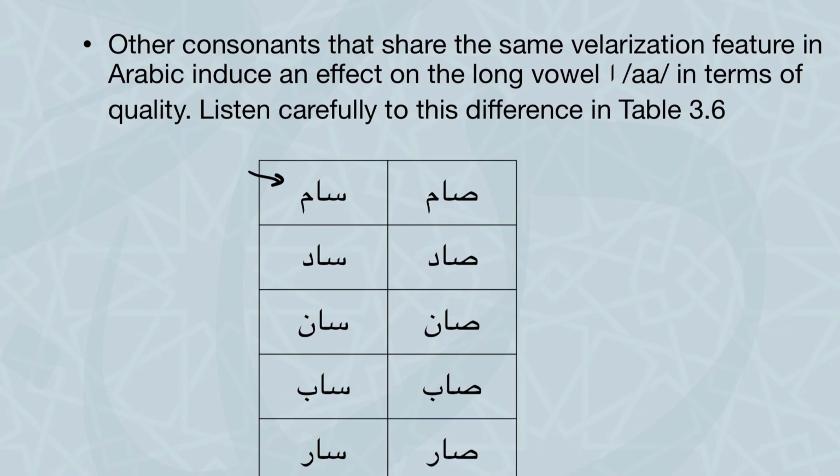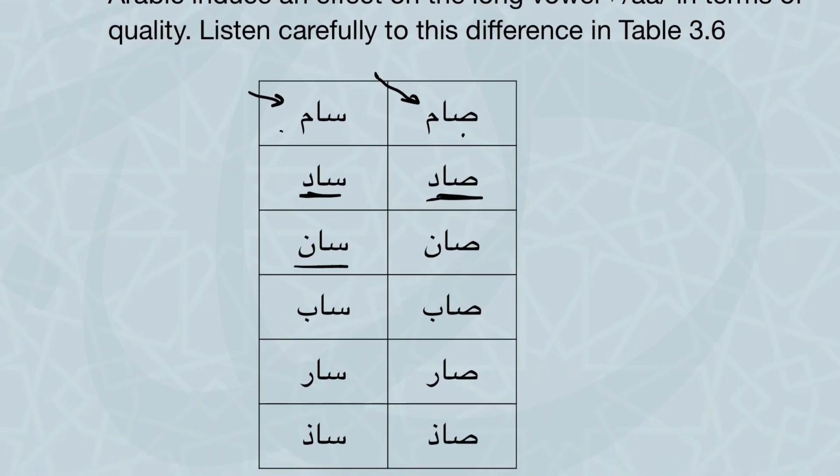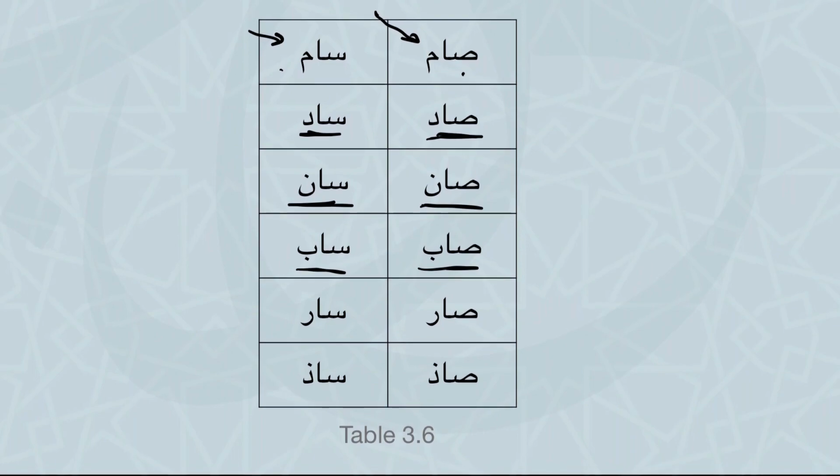Sam, "ah". But if I tried to pronounce this, I would go like Psalm, Psalm, oh, oh, Psalm. This one is Sam, Psalm, Sam, Psalm, Sad, Sod, Sad, Sod, San, Son, Sab, Sob, Sarah or Sar, Saw, Sath, Soth.